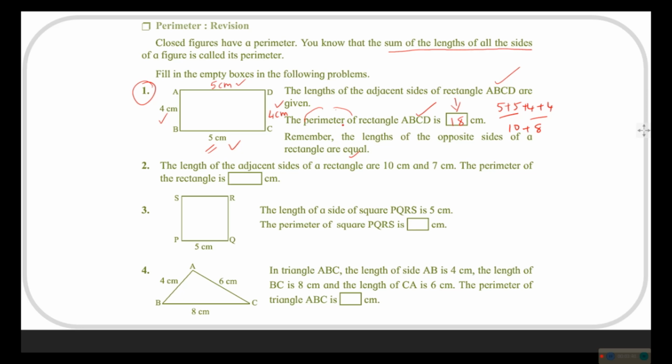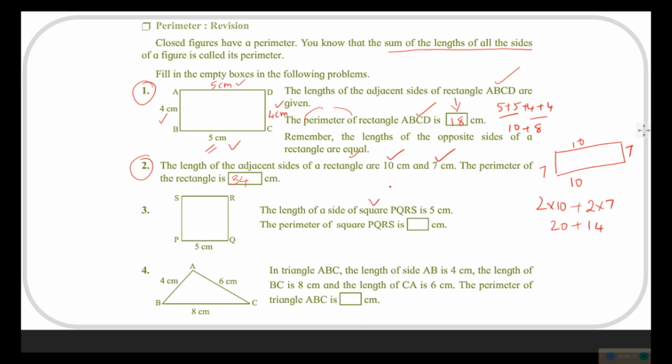Okay, my dear students, the second one. The length of adjacent sides of a rectangle are 10 centimeter and 7 centimeter. The perimeter of the rectangle is asked. Now a figure is given. No need of a figure also, but we can simply draw a figure and try to do it better. It's a rectangle, 10 centimeter and 7 centimeter, not drawn by measure. So we know that this also will be 10, this also will be 7. So 2 times 10, which are length, plus 2 times 7, which are the breadth. This is equal to 20, and this is equal to 14, and write 34 centimeter.